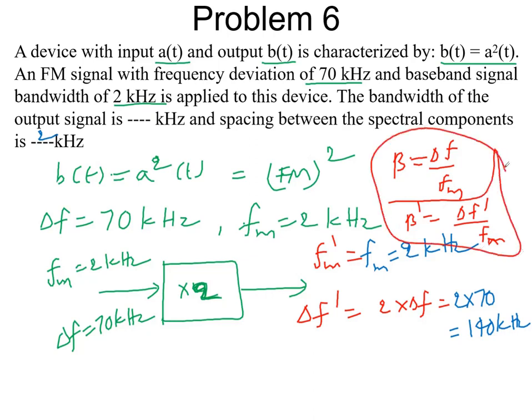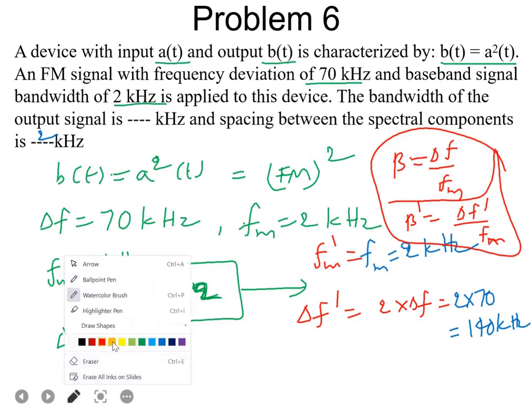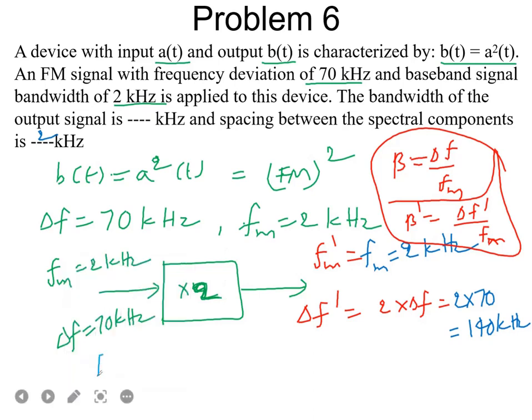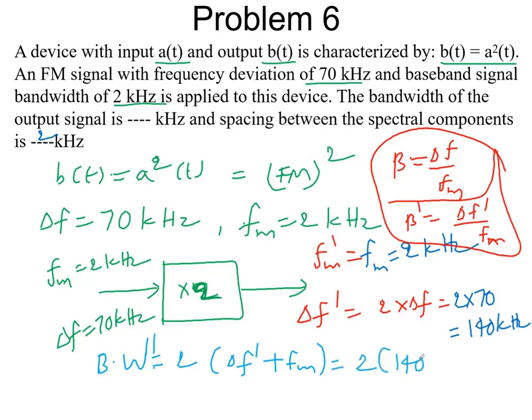That's why here, if you want to calculate the bandwidth of the output signal, how to determine the bandwidth? The bandwidth of the output signal is equivalent to 2 times (del f dash plus fm), where del f dash is becoming how much? 140 kilohertz. Message frequency is how much? 2. This entire thing is in kilohertz. Then 142 times 2 is 284, I think. Yes, 284 kilohertz.